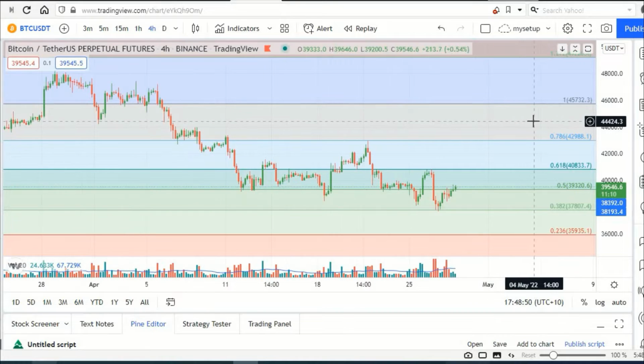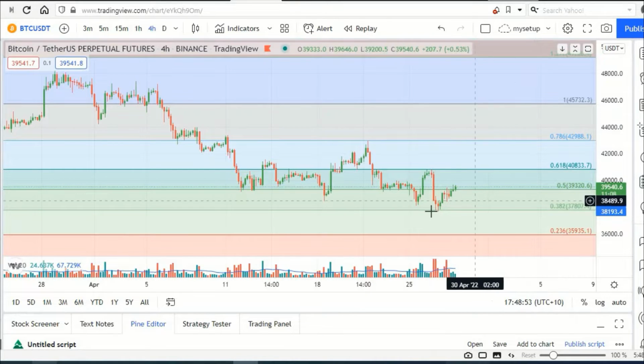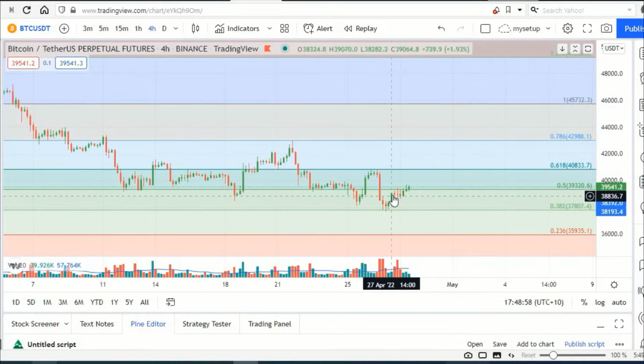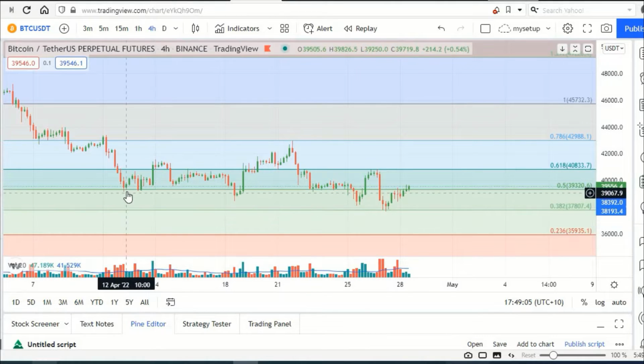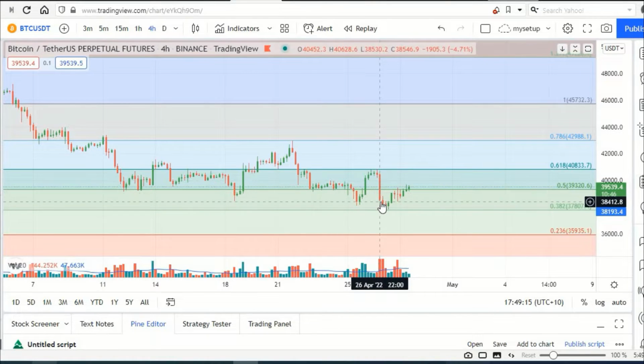So from the Fibonacci retracement point of view, it took a support around the 38.2 retracement level yesterday, and now there was a resistance around the 50% retracement level, because last time 1, 2, 3, 4 or 5 times this particular line offered a support. Since this support is broken a couple of times, now this becomes a resistance.